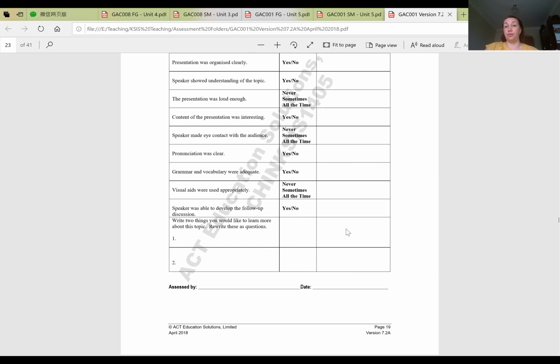Visual aids were used appropriately. Again, have they used some pictures? Have they only used words? Have they given a handout? There's lots of different things that we can use in terms of visual aids, but they are quite important, and we'll look at those in some example presentations later.